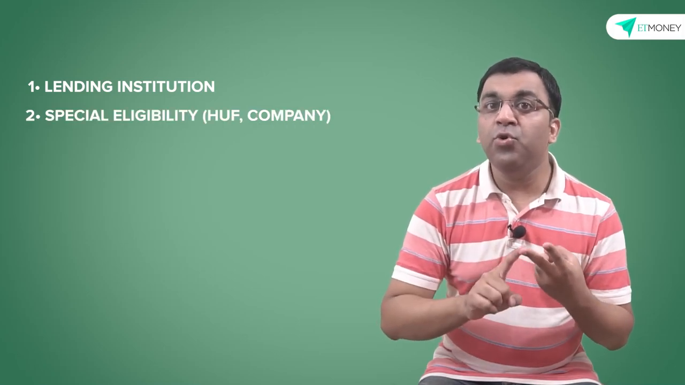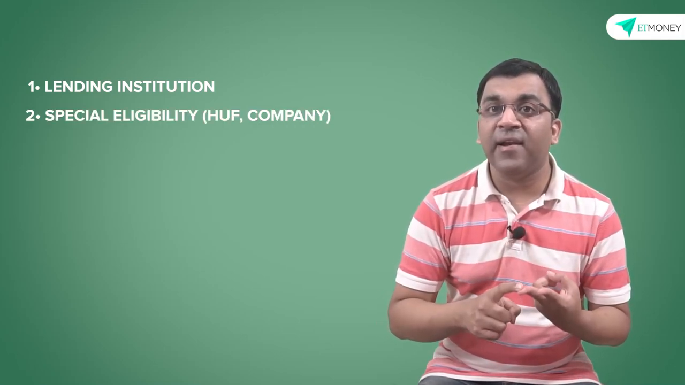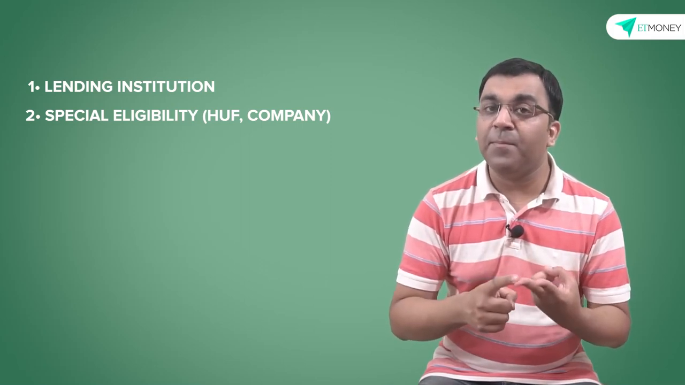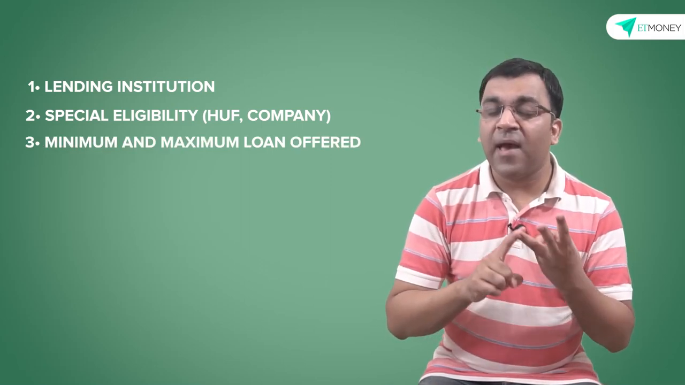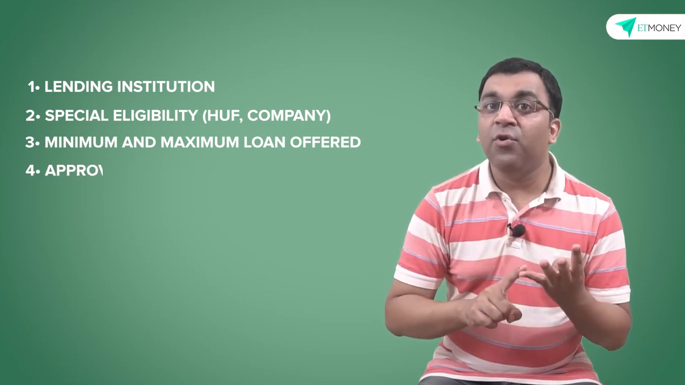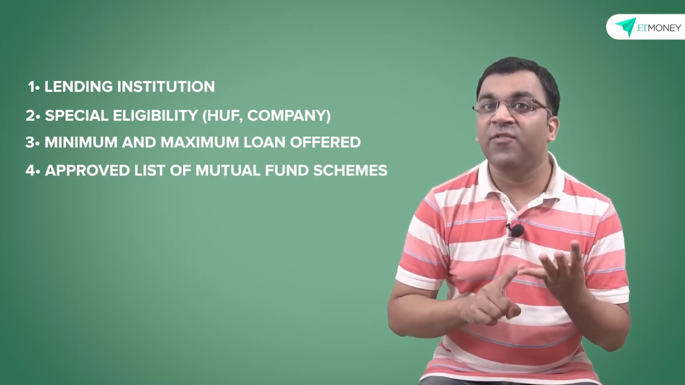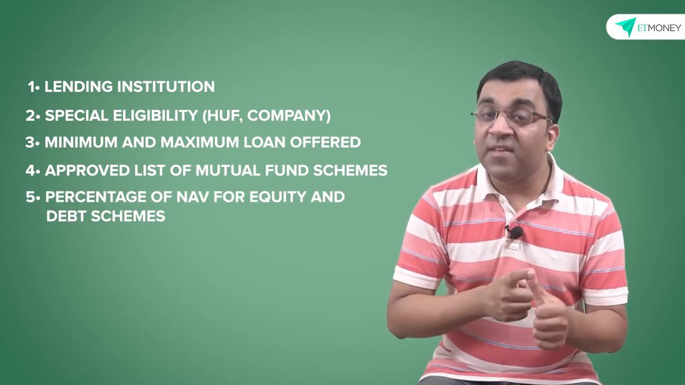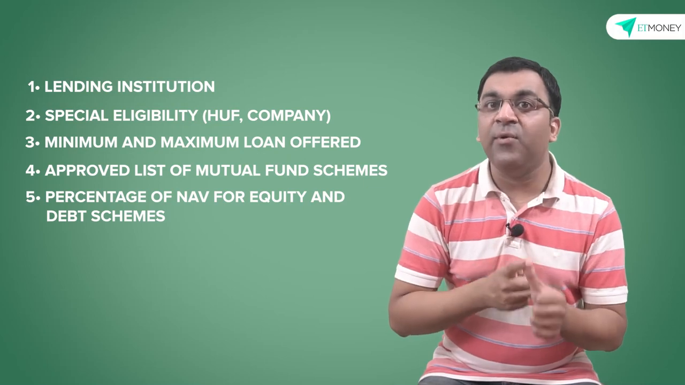Whatever the marketing copy might say, getting a loan and in a lot of cases deciding on the lender is not an easy task. So if you were to put this all together in a checklist, then here are the 10 points one needs to consider when obtaining a loan against mutual fund. 1. Which lending institution to approach? 2. Do you have any special eligibility requirement like an HUF, partnership or company? 3. What are the minimum and maximum loan amounts offered? 4. Which are the approved list of mutual fund schemes? 5. The percentage of NAV offered for debt and equity schemes?